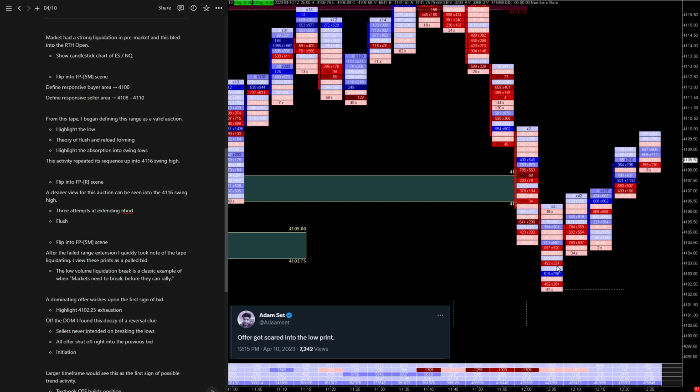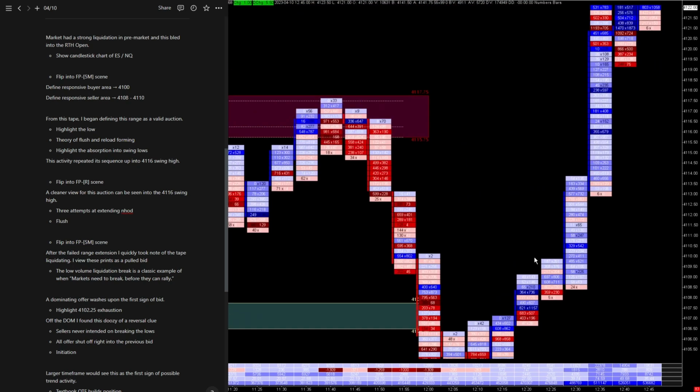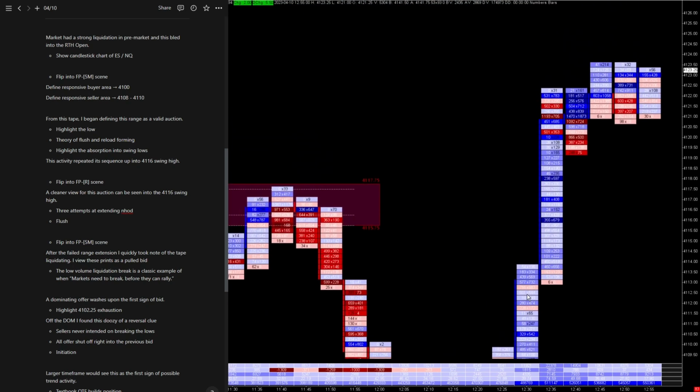This was the clue that I found on the DOM. I put the 2 and 2 together and mentioned that sellers actually never intended on breaking the lows. All offer was shut off into the previous bid, and from here we end up initiating.